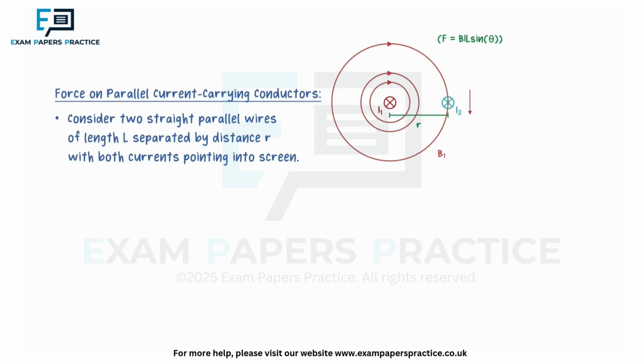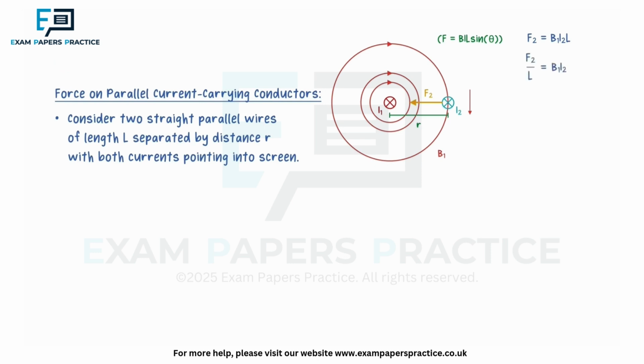By pointing the right thumb into the screen and the four fingers downwards, we see that the force on wire 2 from the field of wire 1 acts to the left towards wire 1. The magnitude is given by the following expression, where B1 is the magnetic field strength of wire 1 at the position of wire 2, and I2 and L are the current and length of wire 2.